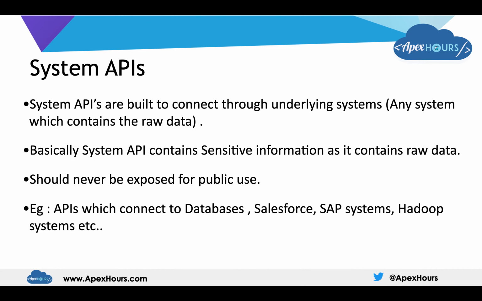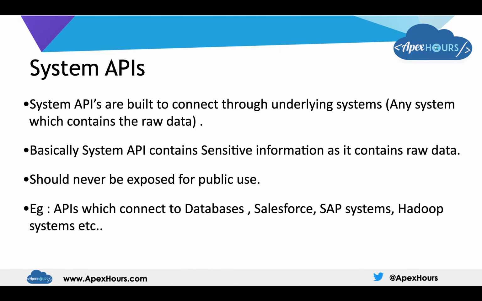And whatever API you have developed, for example, if you developed an API that is connecting to Salesforce directly, then that particular API you can call a system API, just because you have access to Salesforce directly in that API. Basically, system APIs contain sensitive information as they contain the raw data, because all the data is present in that particular system. It can be Salesforce, an Oracle database, or a MySQL database. If your API is directly connecting to, like, an Oracle database, then that API is called a system API. This is the easier way to remember which API is called what.